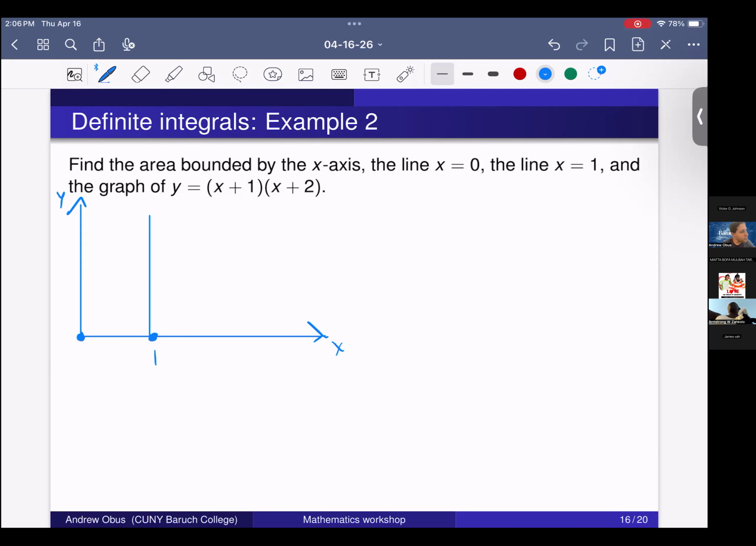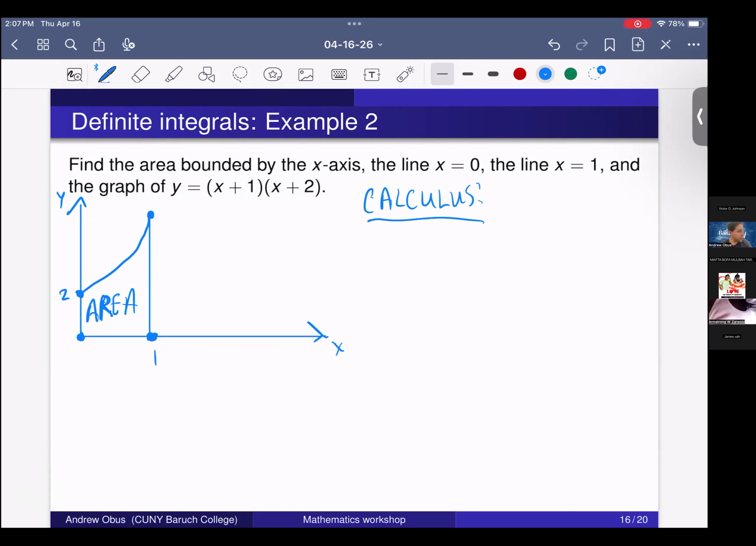Okay. And now I have the graph of y equals x plus 1 times x plus 2. It's maybe not so important to know exactly what that graph looks like, but at x equals 0, that's going to give me 2, and at x equals 1, that's going to give me 2 times 3. It's going to go up to 6. So it's going to look something like this. Okay, then the area is going to look something like this. This is not going to be something that we could do very easily using geometry because this is some kind of quadratic function. So instead, we're just going to have to use calculus.